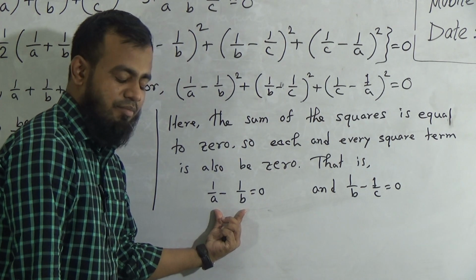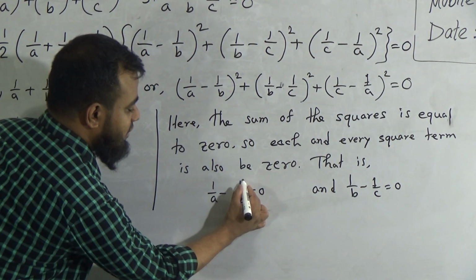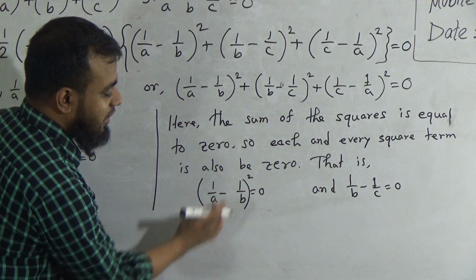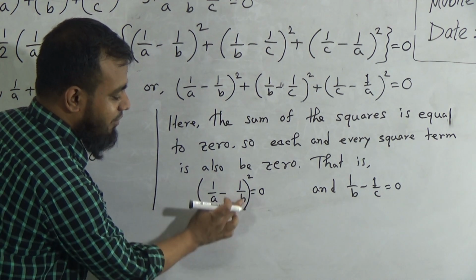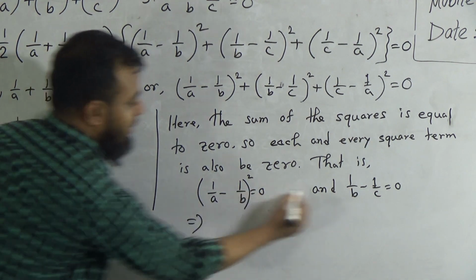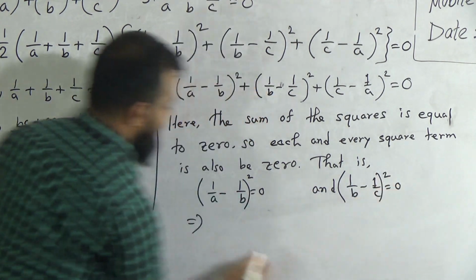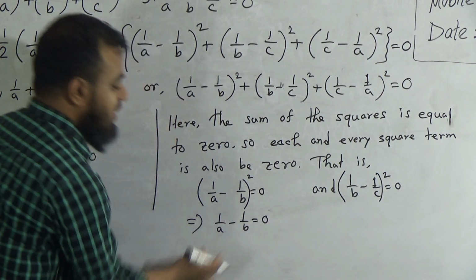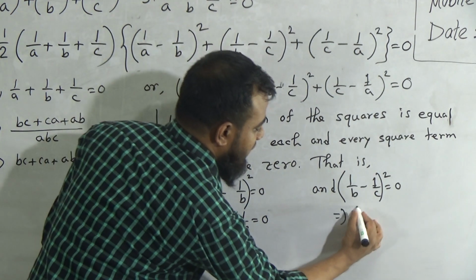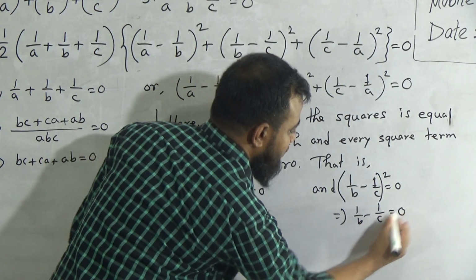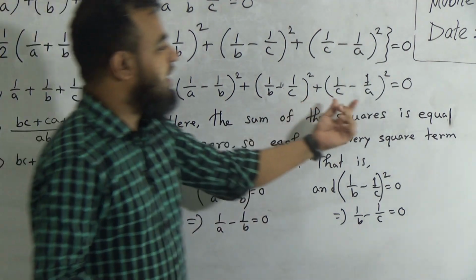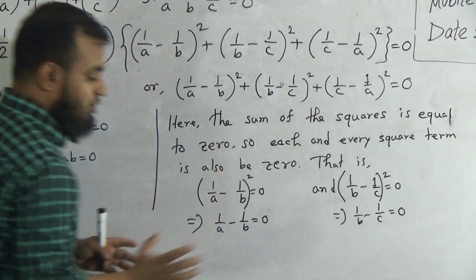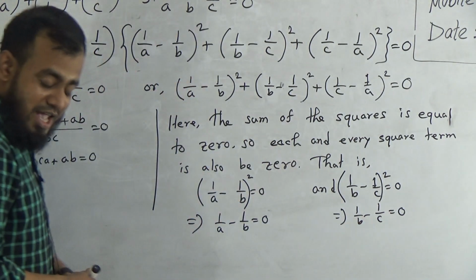1 by a minus 1 by b equal to 0. Why? Because the square term is 0. And now if we take the square root on both sides, then we will get 1 by a minus 1 by b equal to 0. The square term is equal to 0, so we can write down 1 by a minus 1 by b equal to 0 by taking the square root on both sides. Implies that 1 by b minus 1 by c is equal to 0 by taking the square root on both sides. You can write down this one also. I do not need this one, because from these two relationships we can prove a equal to b is equal to c.